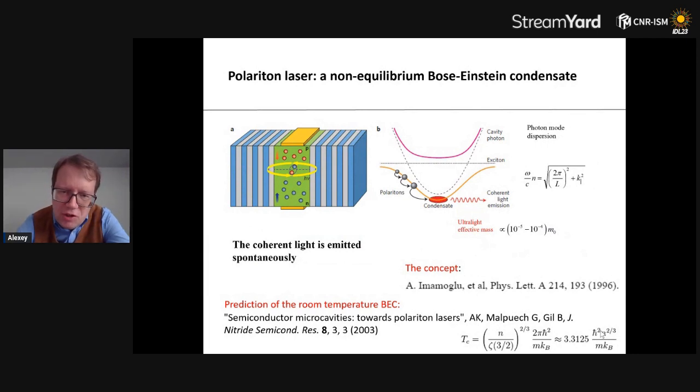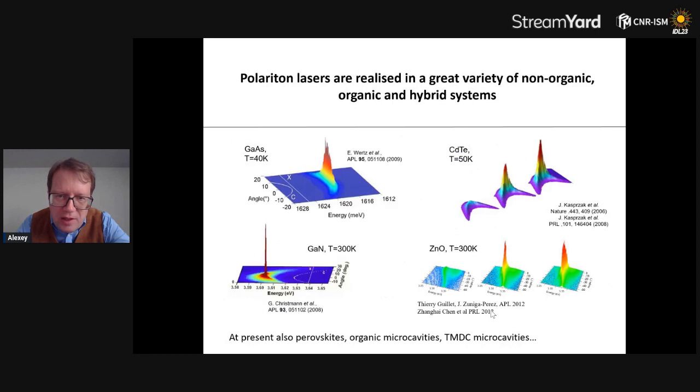At the end of the last century, it was proposed that exciton-polaritons, being bosonic quasi-particles, can form bosonic condensates. Bose-Einstein condensates are states that are composed of many particles, but all these particles are in the same quantum state. So they have the same energy, the same wavelength. It was first theoretically proposed, and then it was realized in a variety of structures. And interestingly, it was also realized at room temperature.